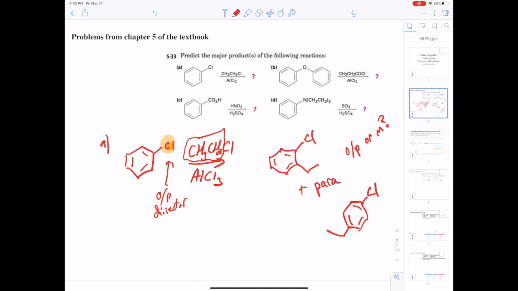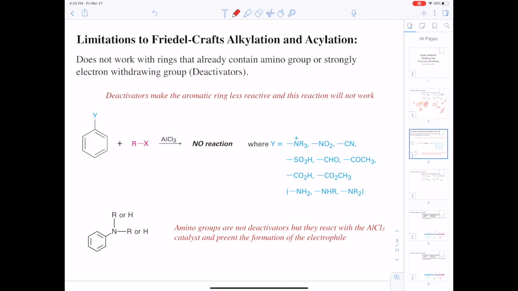Now, some of you might remember that Friedel-Crafts alkylations have some limitations, and one of those limitations is that it does not work when you have a group that strongly withdraws electron density from the ring. So this was a slide that I had in that discussion about these limitations, and the key word here is strongly electron withdrawing. And if you look, halogens are not in the list.